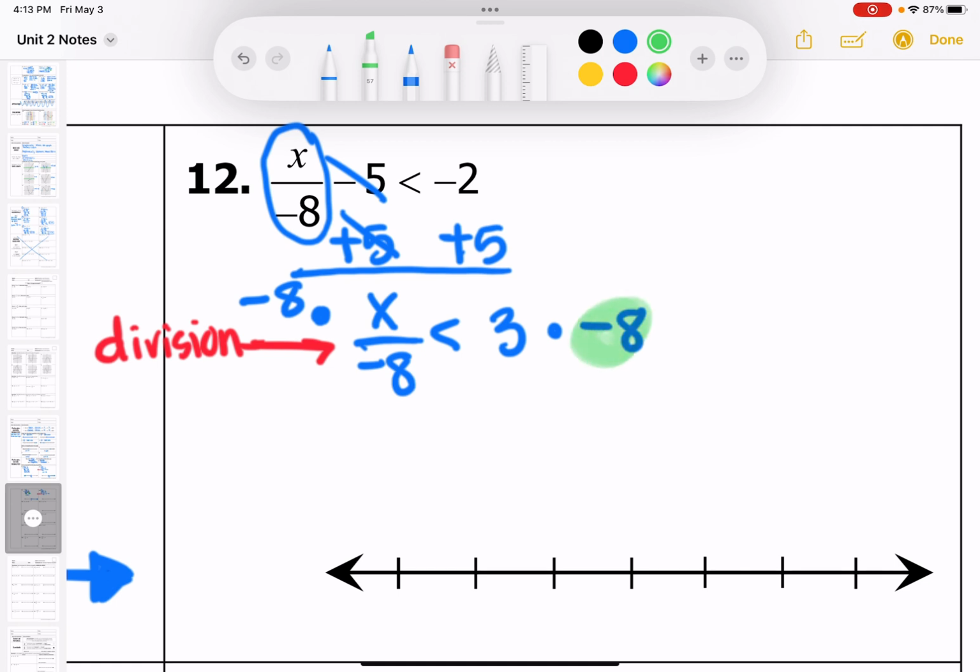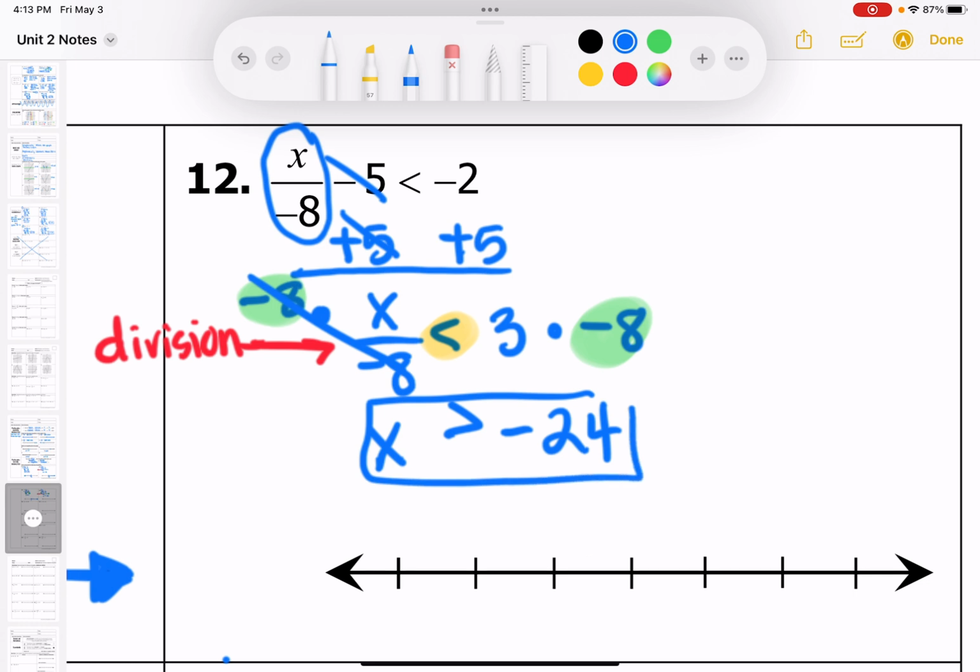All right, now we're multiplying by a negative number. So my inequality sign is going to have to flip. It's going to go from less than to greater than. So those 8's cancel. So I'm left with x is greater than 3 times negative 8, which is negative 24. So I'm going to put negative 24 in the middle. I'm going to put an open circle. Since it's greater than, I'm going to shade to the right.